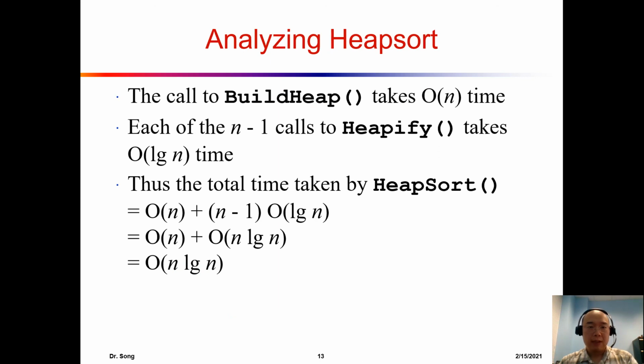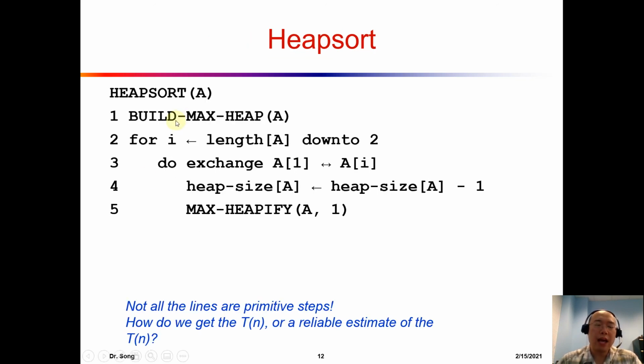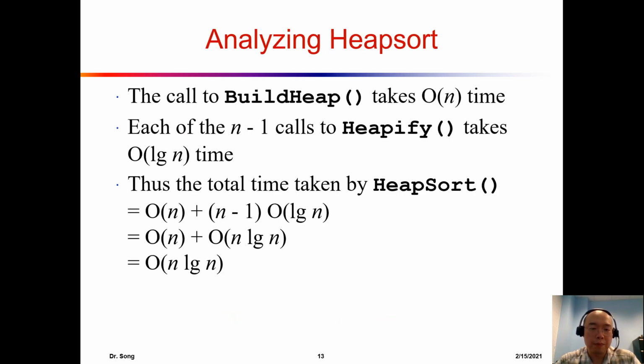Okay? So if we want to analyze the heap sort, remember the first part, on line 1, we have a build max heap. This is not a primitive step. This is actually a function call, and this is a linear time algorithm. After that, we are repeating the heapify, an O(log n) algorithm, for a total of n minus 1 times. So if we put them together, we know this is an n log n algorithm.